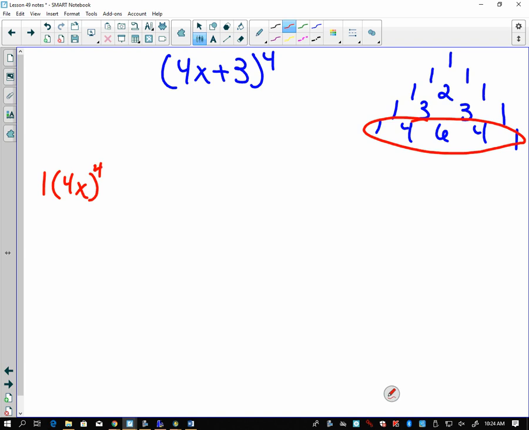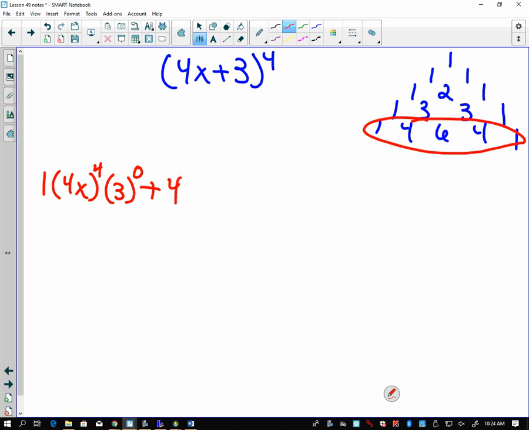To the 4th, okay? Times 3 to the 0. Okay, it's our B position. Does this make sense now? Okay, all right, plus. Well, 1 was our first coefficient. What's our second coefficient? Look, that's the whole reason we did Pascal's triangle.